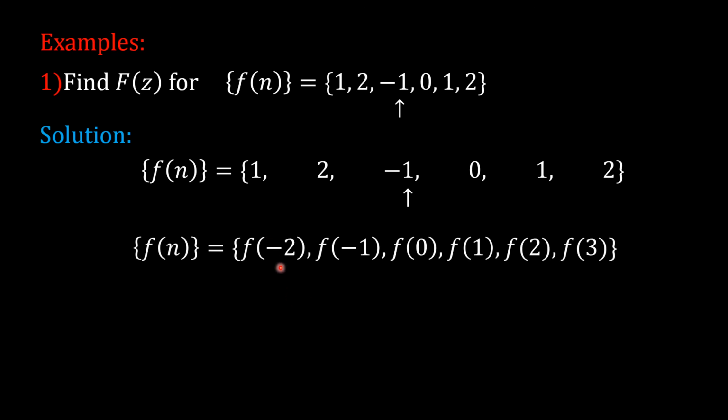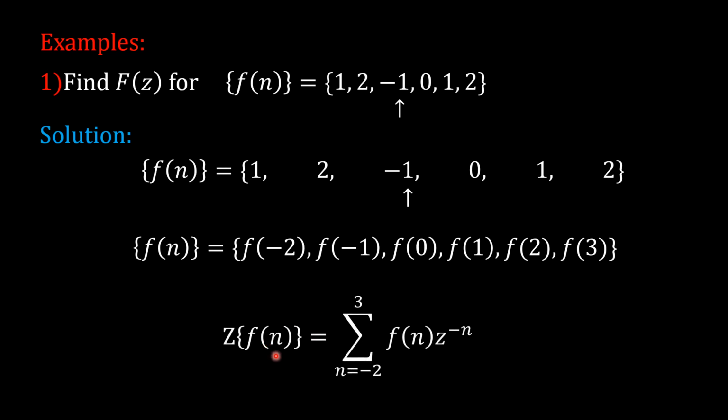So 1 is f of minus 2, 2 is the element f of minus 1, this minus 1 is the element f of 0, 0 is f of 1, this one is f of 2, and 2 is f of 3. So in this way we have identified the position of these given elements in the sequence f of n. Now we will consider the definition of the Z transform.